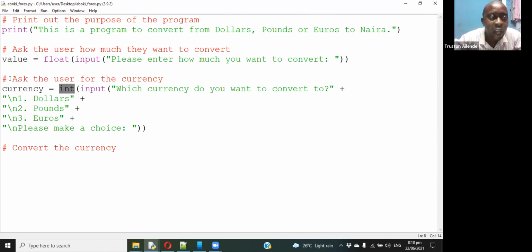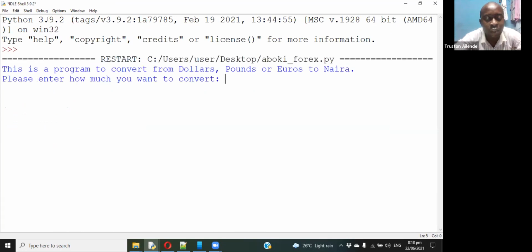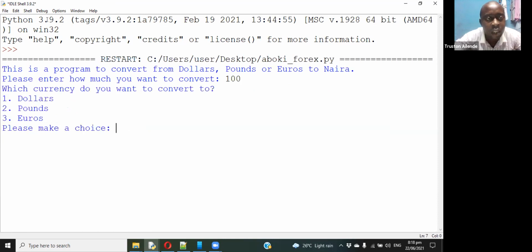Now, ask the user for the currency. This will generate a menu. So now is a good time to run the program, run module. Enter how much you want to convert, 100. So you see, which currency do you want to convert to? Dollars, pounds, euros. Please make a choice. If I choose 1, it doesn't do anything yet, but let's just choose something first. So we can stop there.